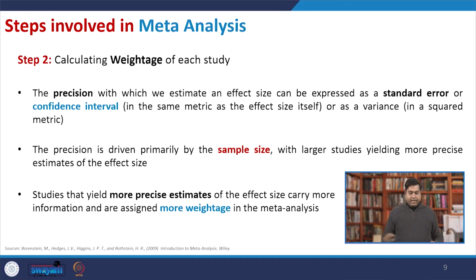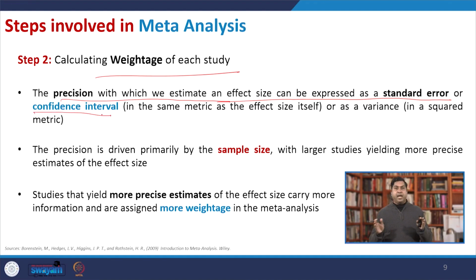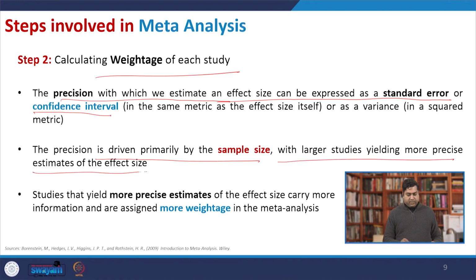Next step is calculating the weight of each study. The precision with which we estimate an effect size can be expressed as standard error or confidence interval. So, whenever we have the standard error, the lower limit and upper limit or lower bound and upper bound, we calculate the confidence interval for that. The precision is driven primarily by sample size, with larger studies yielding more precise estimates of the effect size.